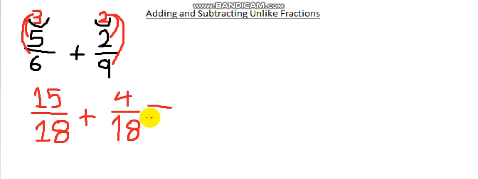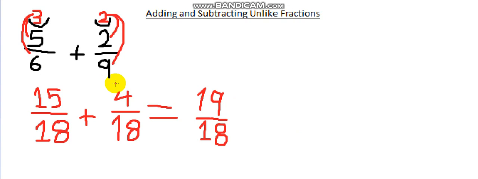And then I would add the numerators. So 15 and 4 makes 19. And as we said, the denominators stay the same. Great, so this is our result.